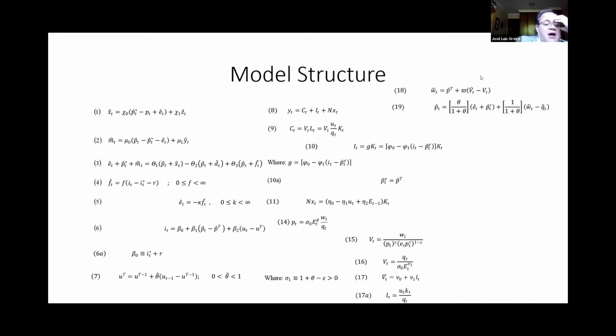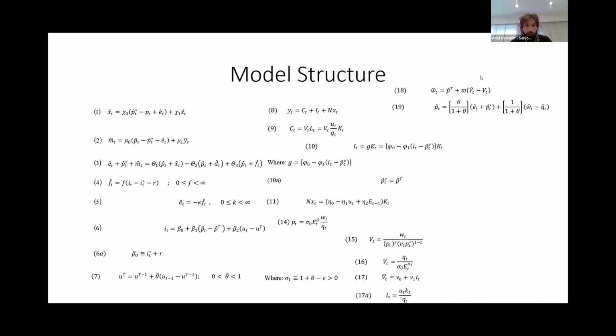F hat. The growth rate of capital inflows, F hat, is determined in equation 4 by the interest rate differential, where F measures the degree of openness of the capital account. Equation 5 relates the rate of change of the nominal exchange rate with capital inflows. If capital inflows are positive, then the exchange rate will appreciate over time. The coefficient K measures the level of intervention of the central bank in the exchange rate market.